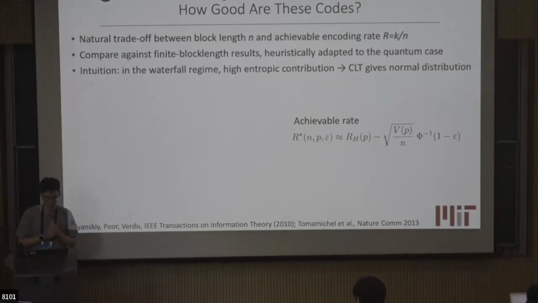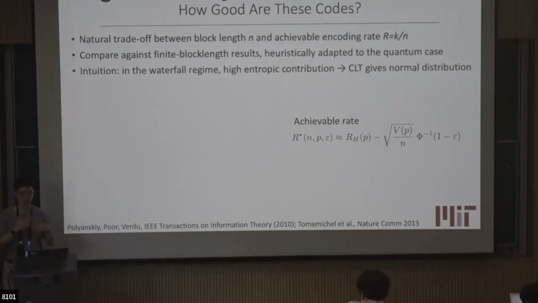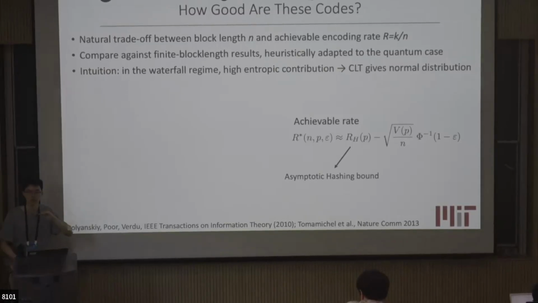So the basic idea of this, which we adapted to the quantum setting, is the following. In the waterfall regime, you have high entropic contribution, meaning you have a lot of different contributions from various types of errors that could occur. And so heuristically, with the central limit theorem, you'll get a normal distribution. And so the logical error rate shape will look something like a normal distribution. The achievable rate at a finite length will have the following contributions. The first one is what you would expect just from the hashing bound. So this is information transmission: for a given error rate, what rate of information transmission I can have.